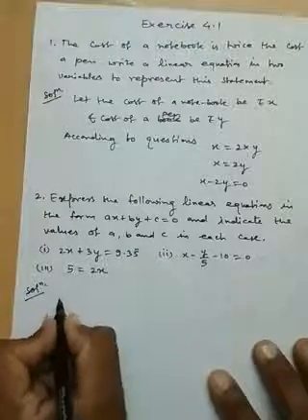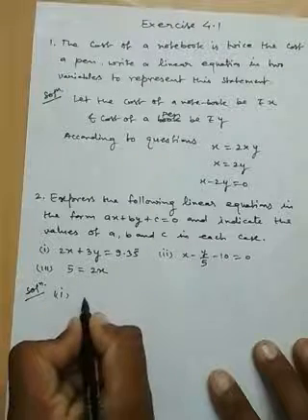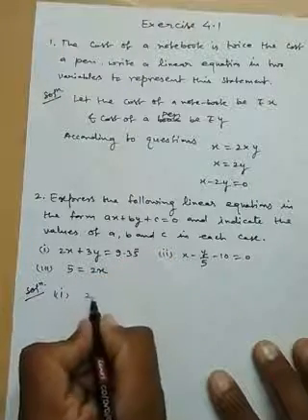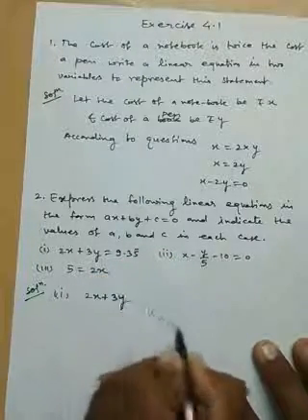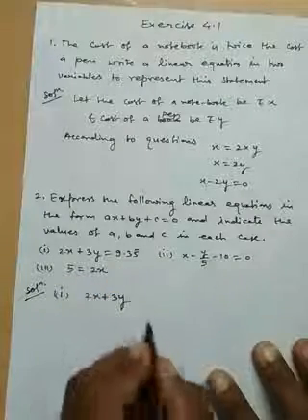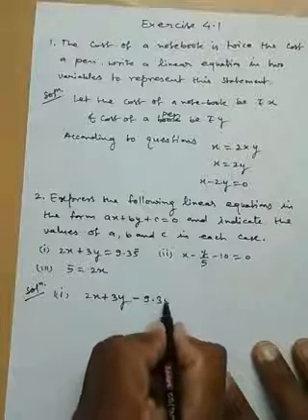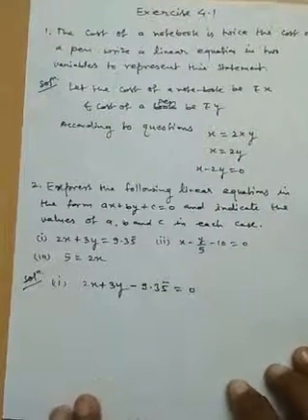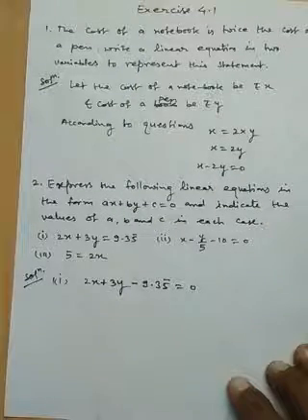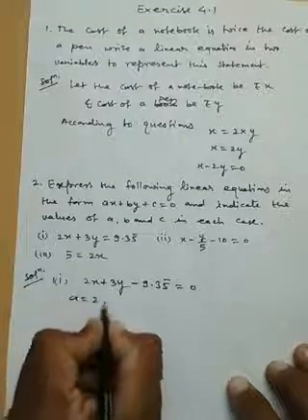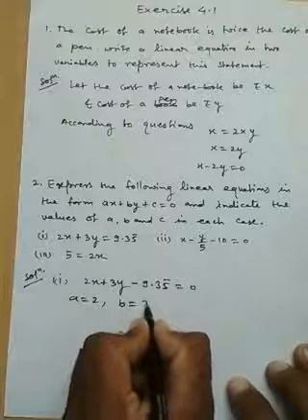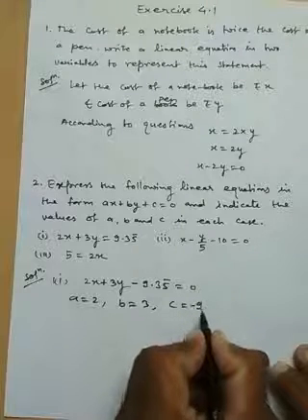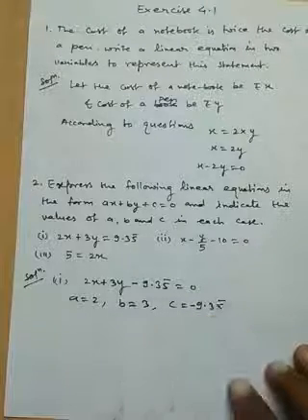So the solution of the first question is to convert this equation in the form of ax plus by plus c equal to 0. So 2x plus 3y, transpose 9.35 bar, minus 9.35 bar equal to 0. This is in the form of ax plus by plus c equal to 0. Here a equal to 2, b equal to 3 and c equal to minus 9.35 bar.